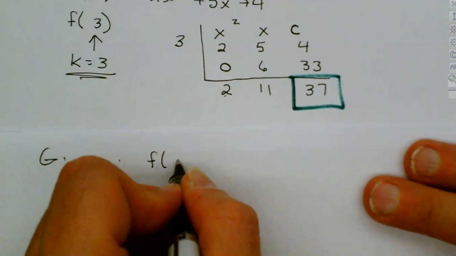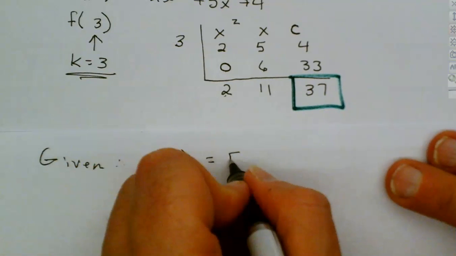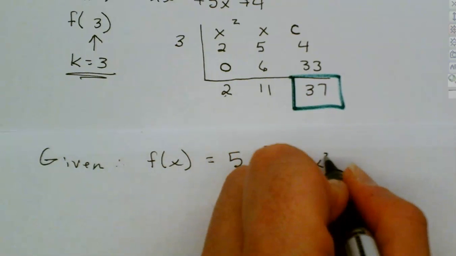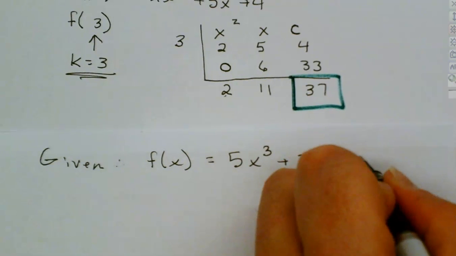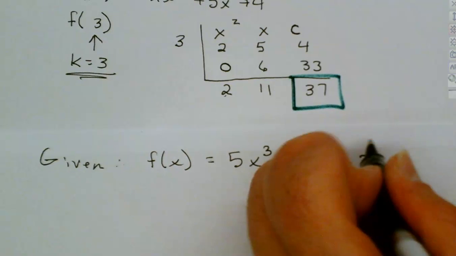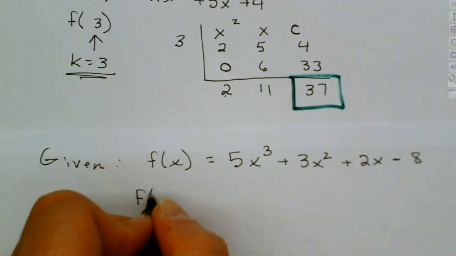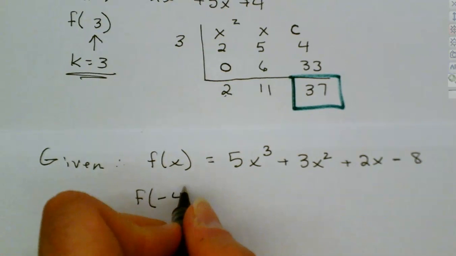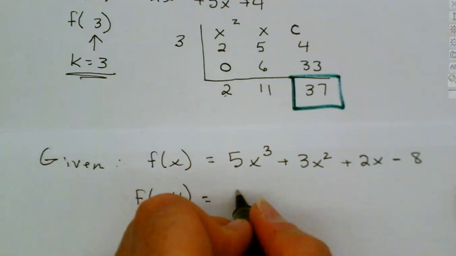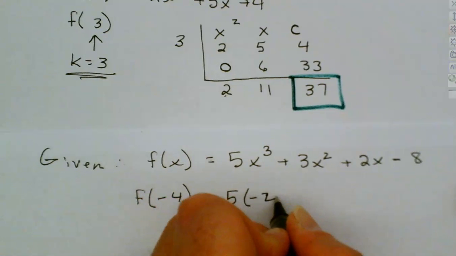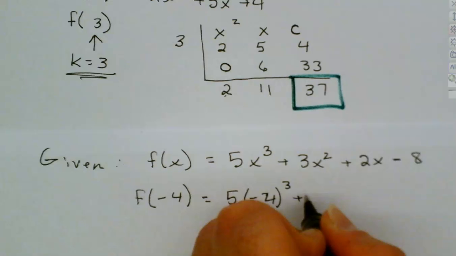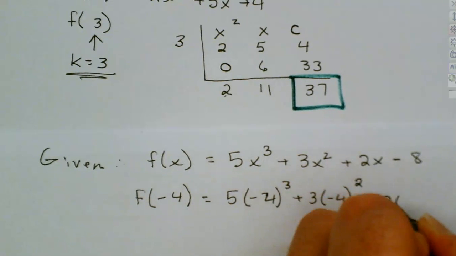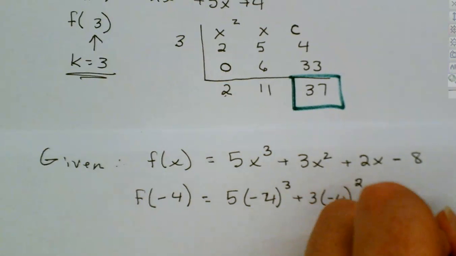So let's see, you're given f of x to be 5x cubed plus 3x squared plus 2x minus 8. And I want you to find f of, how about negative 4? Okay, so we're going to do this one the way we would normally work this one out. And we've got to be very, very careful with the signs. And there's lots of pieces that we have to worry about, right?